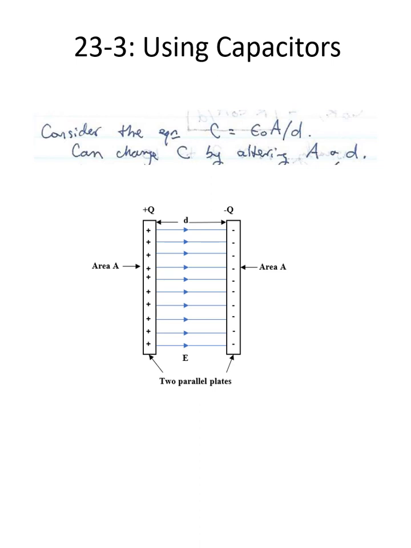For section 23.3, using capacitors, in the previous video you learned the equation that the capacitance of a capacitor is equal to the permittivity constant times the area of the plates divided by the distance between the plates. And so we can change the capacitance by altering the area and the distance between them. If we want a greater capacitance, we can either increase the area of the plates or we can make plates with a smaller distance between them.